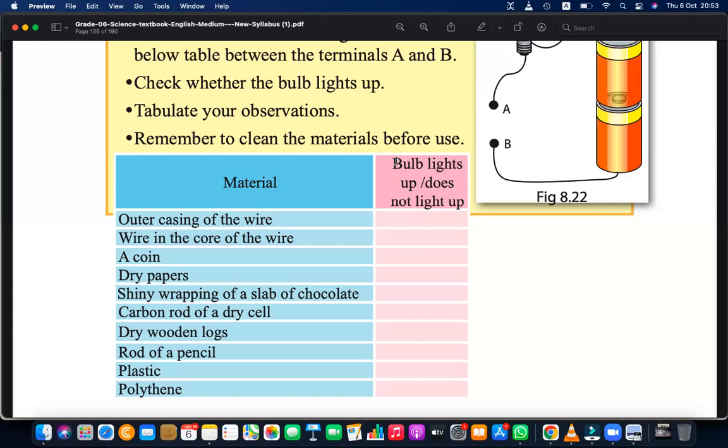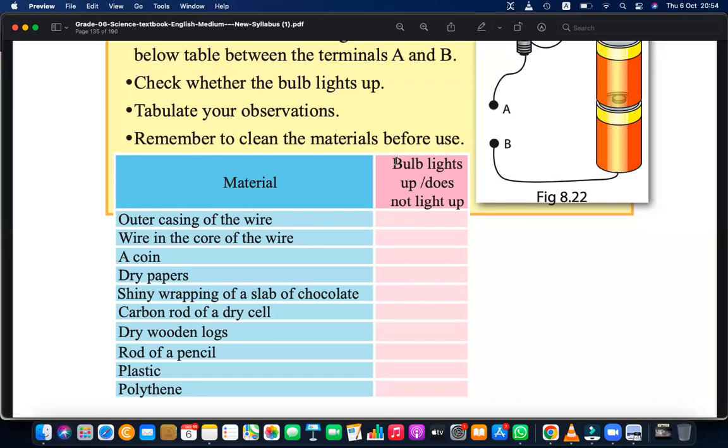Yes, water is also a conductor, though pure water, like distilled water, is not. But the thing is, it transmits only a very small amount. Normally water will transmit electrons, but it is not a very good conductor.